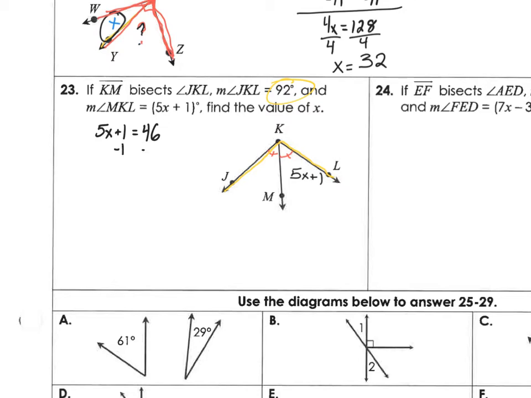And then 8. There you go. Is that our final answer? There you go. That one was easy.